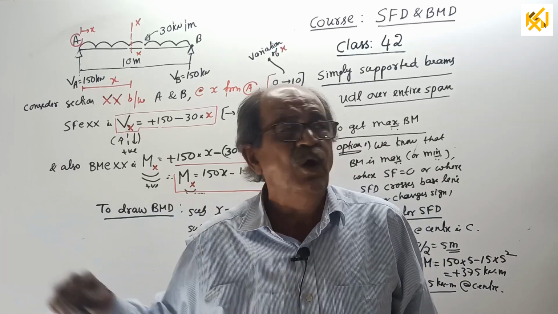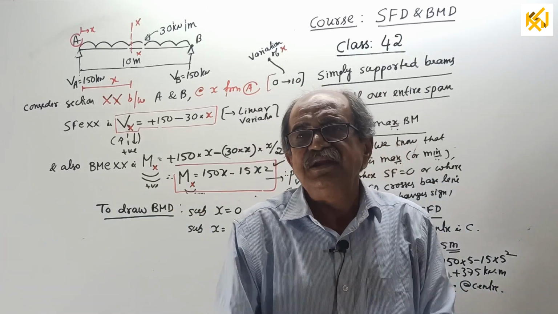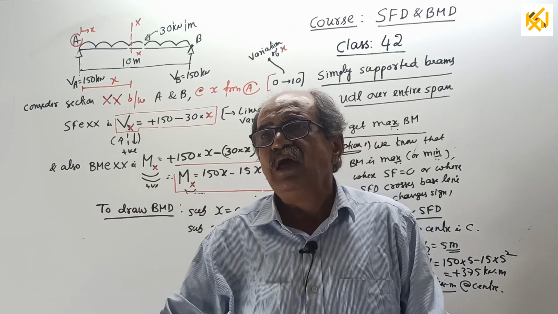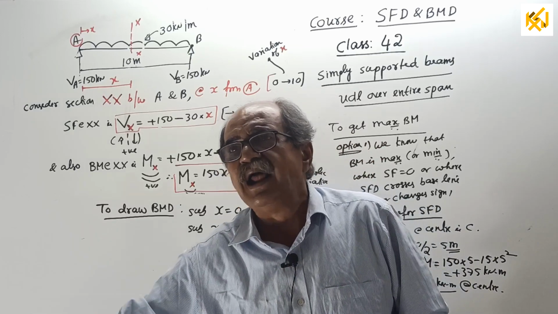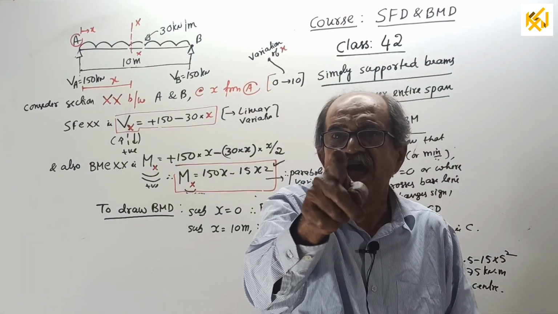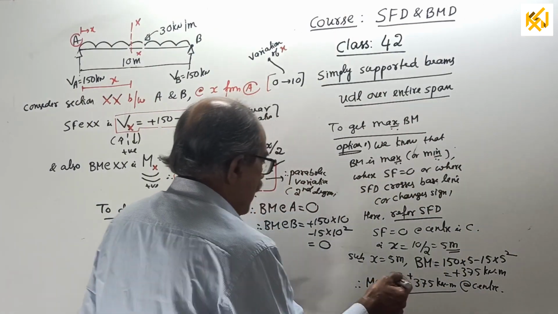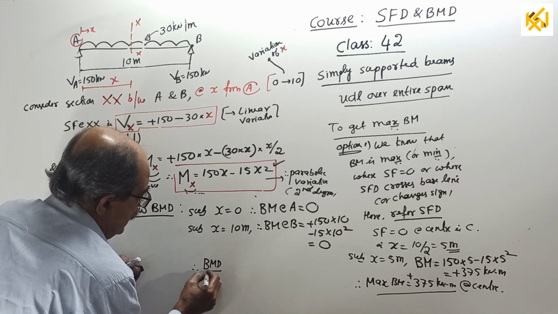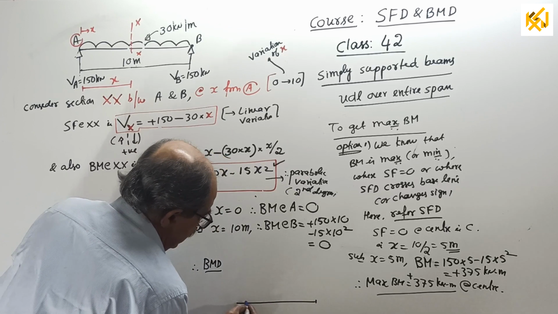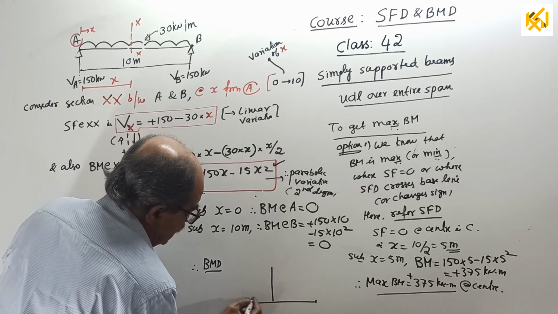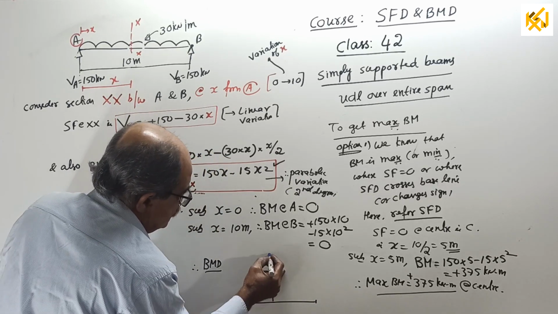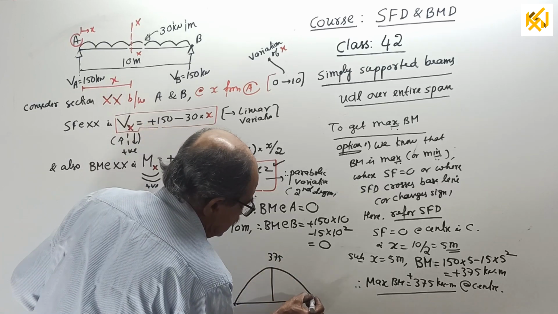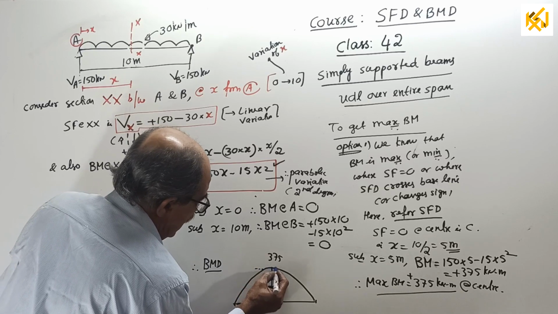So, left hand 0, right hand 0, and the center is maximum. And you know, it is a parabolic variation. I already told you earlier, the parabola will be like this. The reason I will tell before option 2. Therefore, as per option 1, the BMD will be 0 here, 0 here, maximum at the center, 375, and it will be a parabolic variation. I will draw it as smooth as possible, and you put a tangent 0 here.